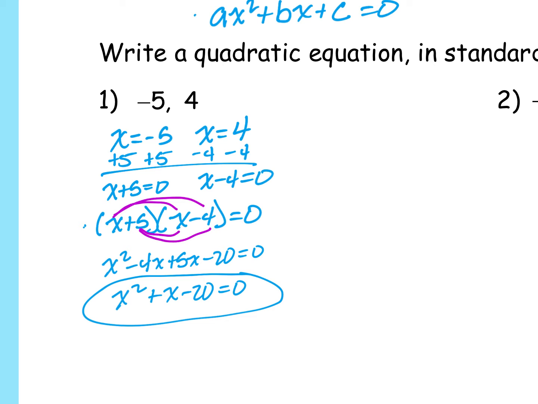So I just basically work backwards from solving an equation, and that's how you find out what the original equation is from the answers.